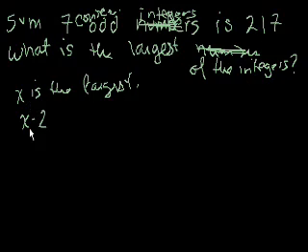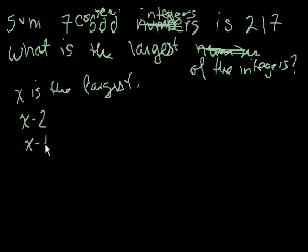So if x is the largest, then the next smallest one would be x minus 2, right? Because it's consecutive odd numbers, not just consecutive, right? So consecutive odd numbers are like 1, 3, 5, 7. You're skipping the evens, right? So that's why you're going up or down by 2, depending how you view it. So the next one down would be x minus 2.